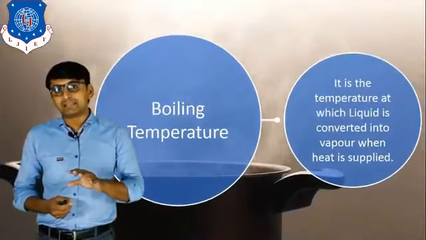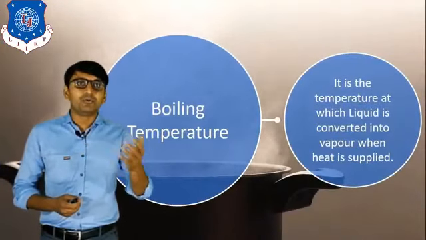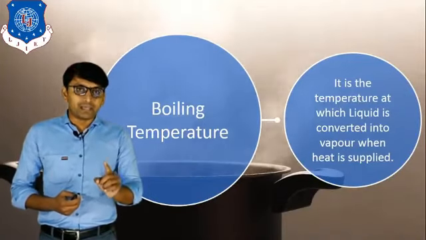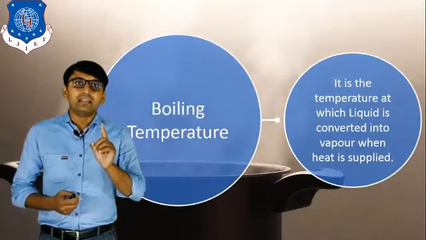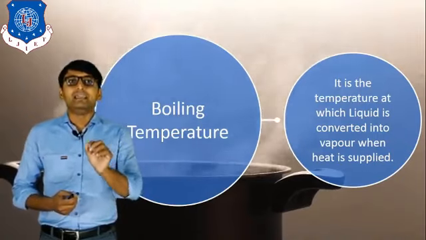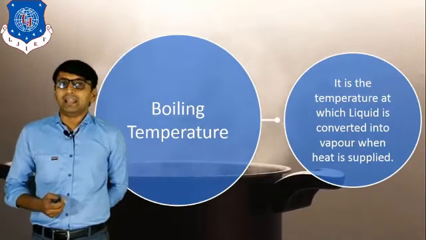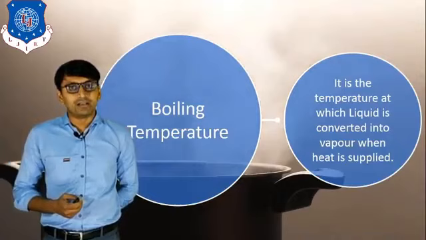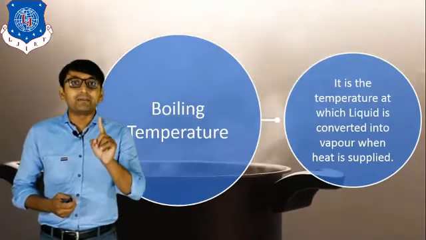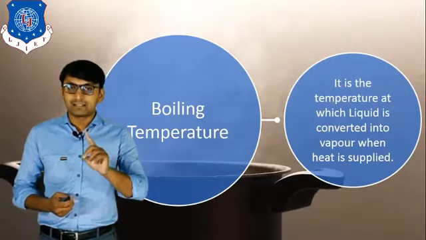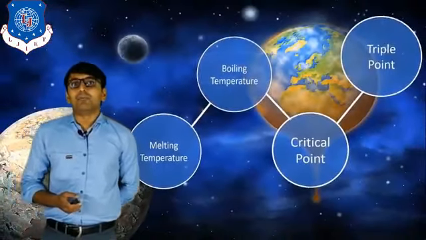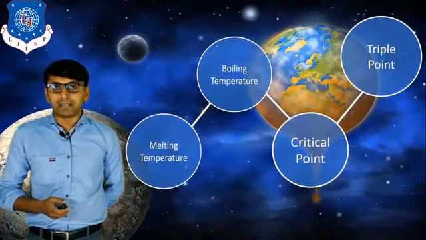Boiling means liquid converted into vapor form. So boiling temperature is the temperature at which liquid is converted into vapor when heat is supplied. The boiling temperature of water is 100 degrees Celsius at 1 atmospheric pressure. The pressure condition is necessary. So that is about melting temperature and boiling temperature.